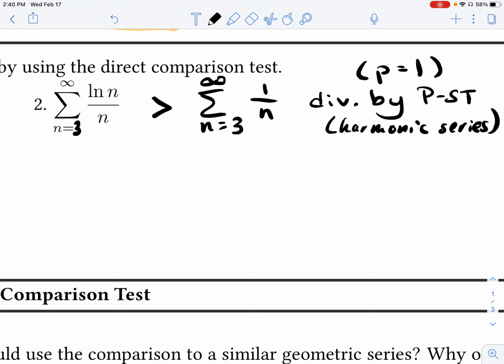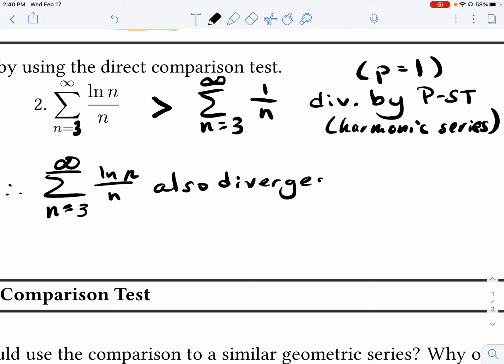So now that we have that, and you know your smaller series diverges, we can then say, therefore, our series here, natural log of n over n, also diverges by the direct comparison test. Okay, well, hopefully that makes sense and you have a good sense of how the direct comparison test works and what would be required when we are showing a series convergence or divergence using this test.